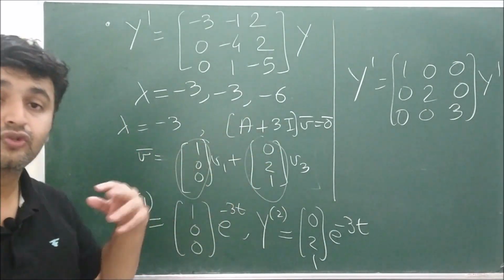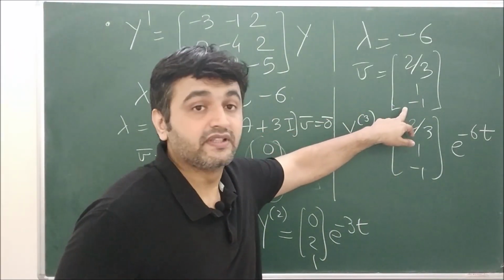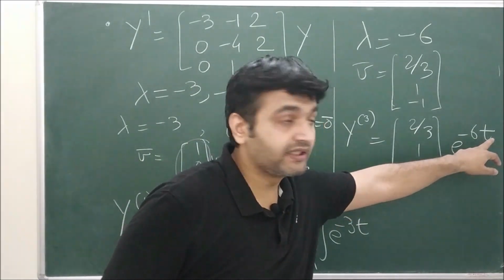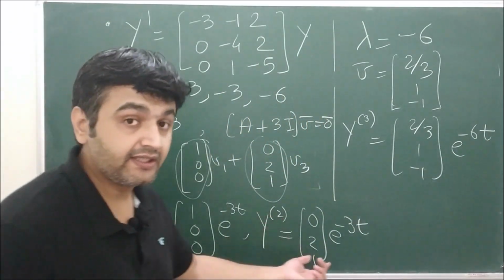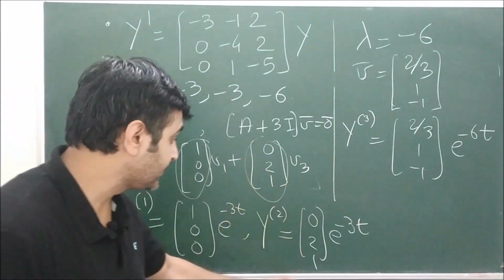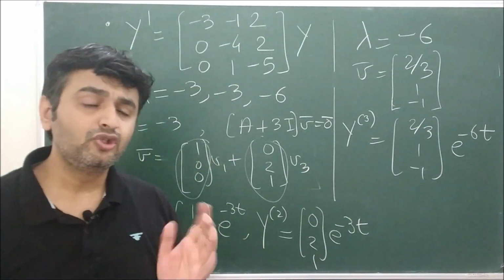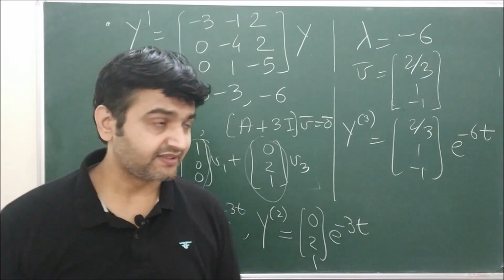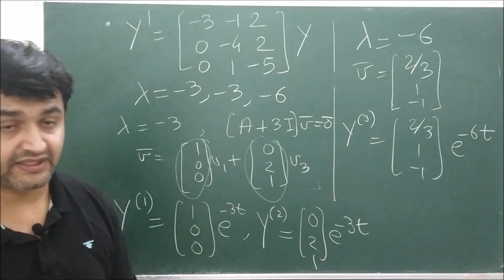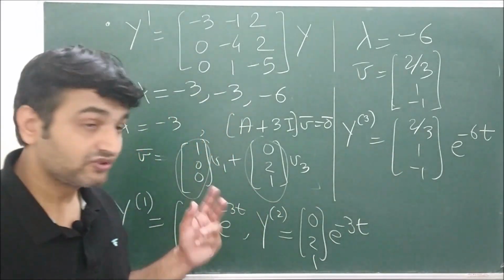Now for minus 6 also you find the eigenvector, and it will come out to be 2 by 3, 1, minus 1. This will be the eigenvector, and therefore the third solution will be eigenvector into e raised to eigenvalue into t. Therefore you have 3 linearly independent solutions, and your general solution will be c1y1 plus c2y2 plus c3y3. So here the eigenvalues were repeating, but then you were getting linearly independent eigenvectors. That means your AM was equal to GM, your algebraic multiplicity was equal to geometric multiplicity. So there was not an issue, you got 3 linearly independent solutions. That was the second case.